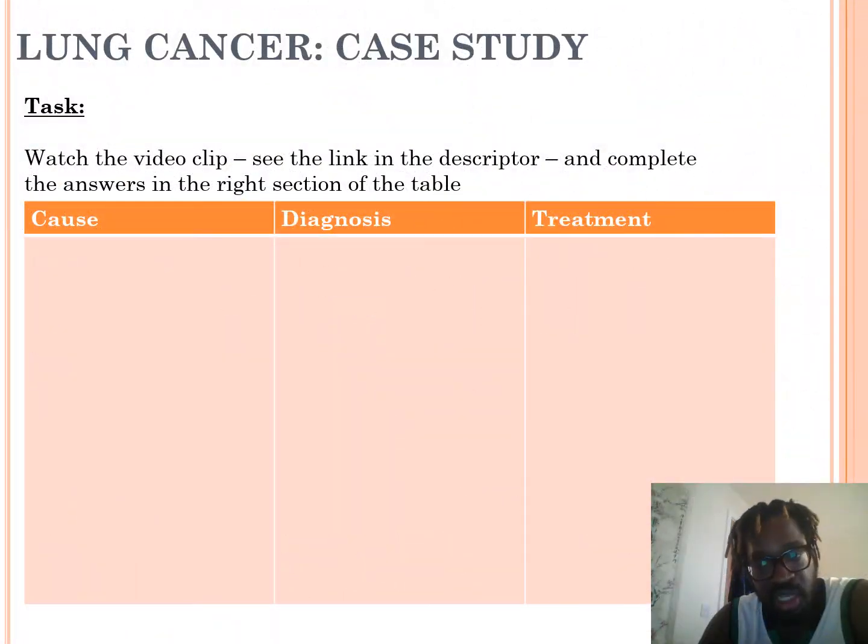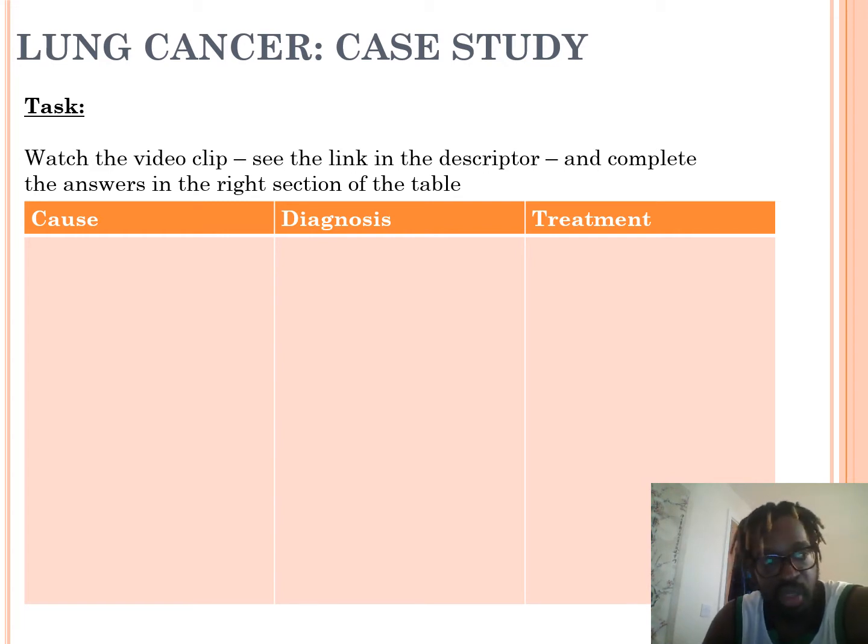Watch the video clip. The clip will be in the description underneath, so go and click the YouTube clip, watch the clip, and then just complete this table. So in the table you'll see I've put lung cancer case study, and I've put what were the causes of lung cancer, how did people diagnose it, so diagnosis means, well, how did people know that you had lung cancer, and what did they do to treat it. So just watch the clip. I think it's about 3 minutes long, and as you're watching it, complete that table.